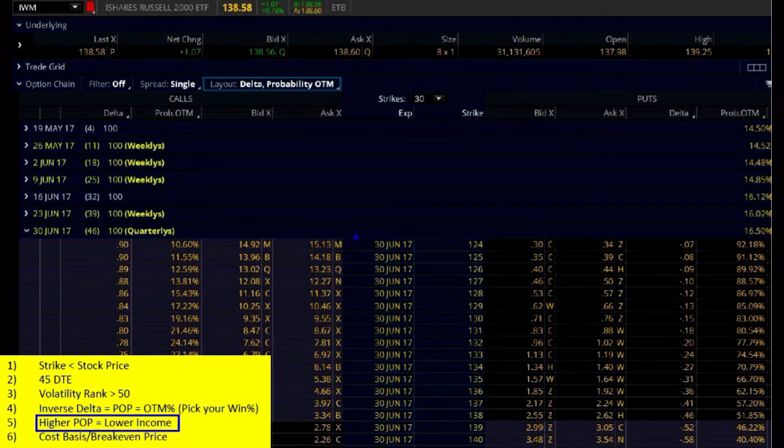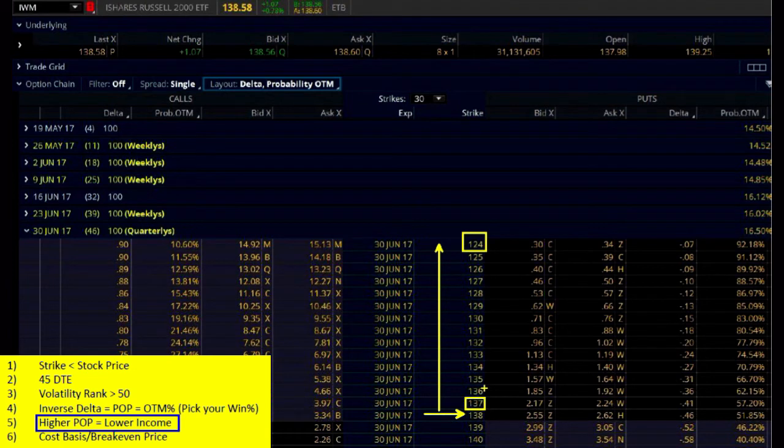So what does that mean? Well, let's look at this. If the stock is down here roughly, it's at 138.58, so it's right at about this strike. Let's say that's roughly the at the money strike. Obviously, the further you go away from the strike, the better your chance of making money, right? Obviously, if you sell the 124 put, there's a much better chance that that's a winner than if you sold the 137 put. Obviously, you're $14 away over here, and here you're just over $1 away.